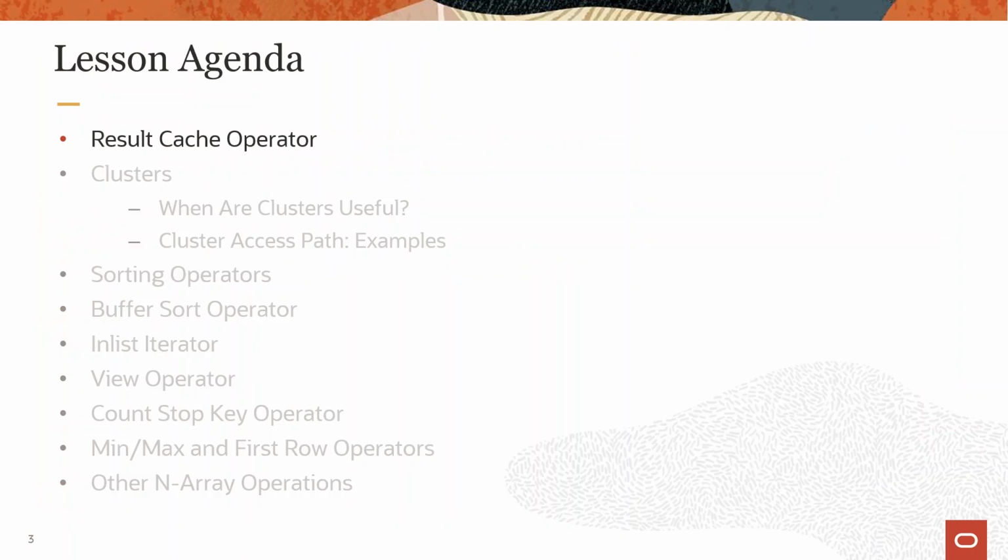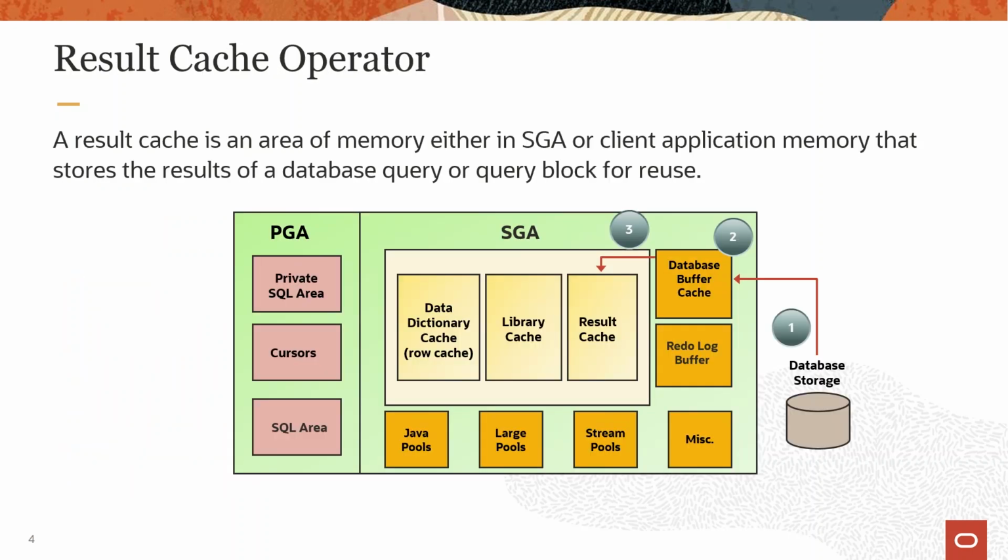The first SQL operator that is being discussed within this chapter is the so-called result cache operator. Now, the result cache is an area of memory, either in the SGA, the System Global Area, or the client's application's memory, that stores the result of a database query or query block for reuse.